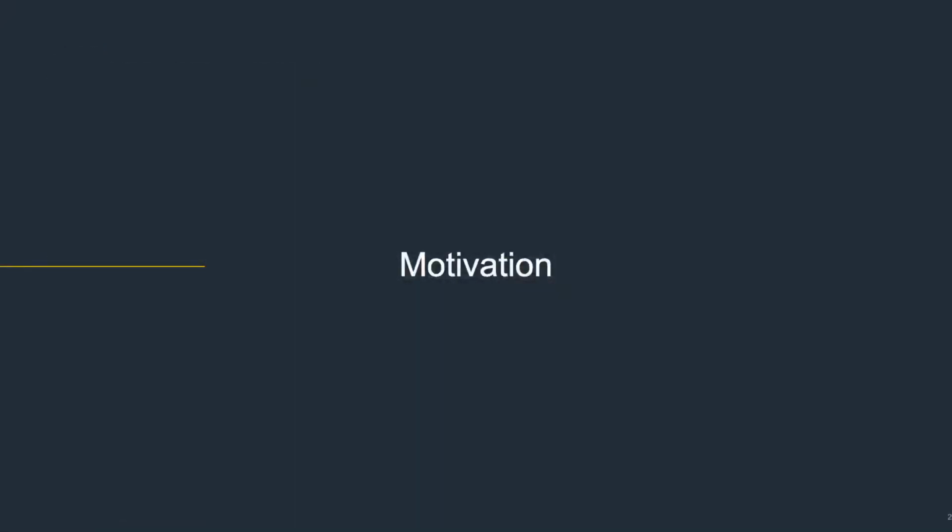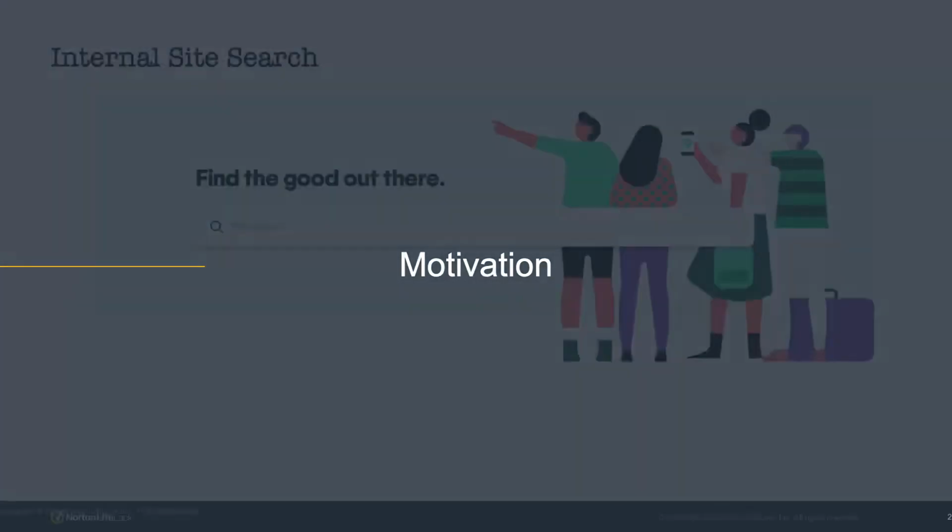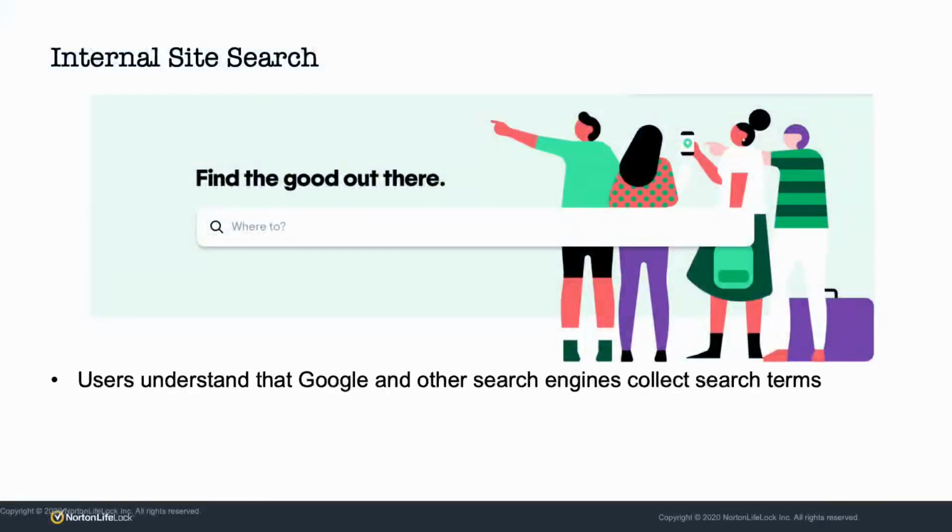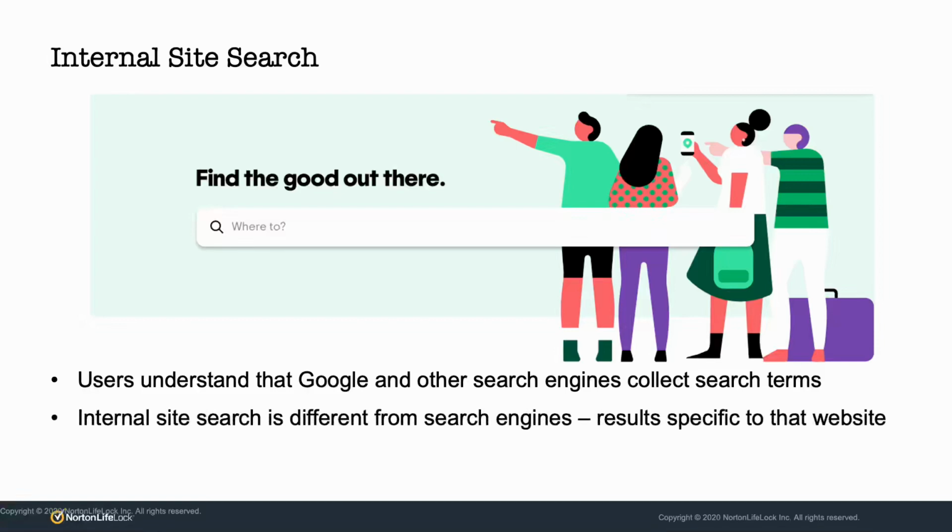I wanted to start by discussing what motivated this work. Users understand that Google and other search engines collect their search terms and may sell them to advertisers. However, internal site search is different from search engines. The results are specific to that website alone. Therefore, users may have a different expectation of privacy.